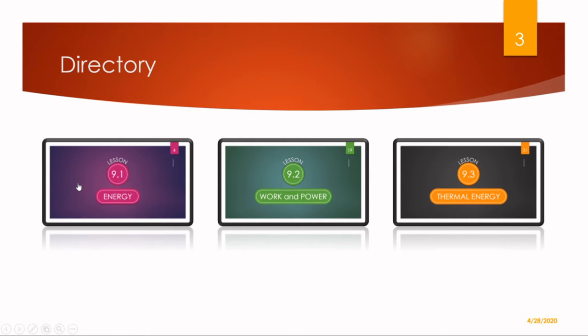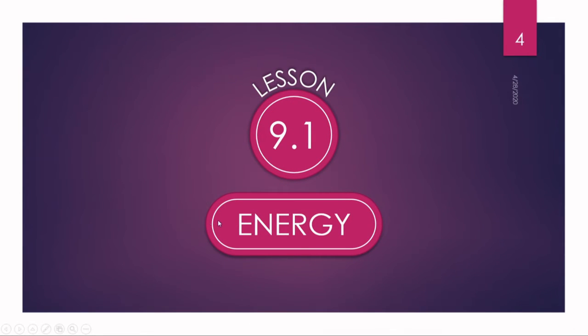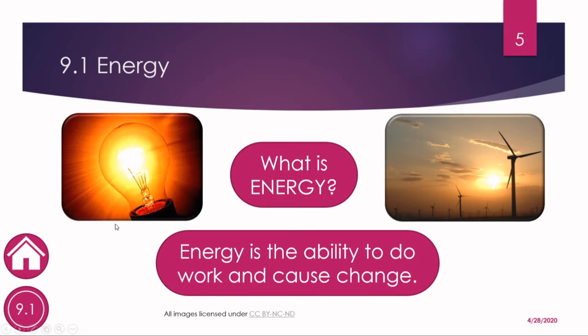All right, let's jump into our first lesson, Lesson 9.1, which is also called Energy. And let's start off with the definition of energy. The definition for energy is the ability to do work and to cause change. That might be a vague definition, but it's really hard to say exactly what energy is. It's like the wind. We can see the effect that the wind has on things, but we can't really see the wind itself. All right, so energy is the same way. We can't really see energy directly, but we can see what energy does.